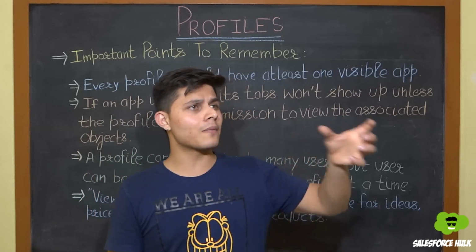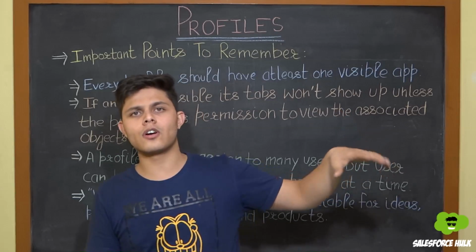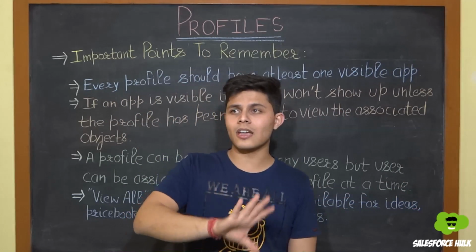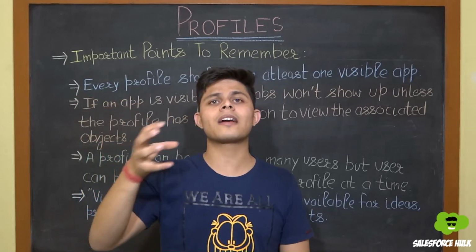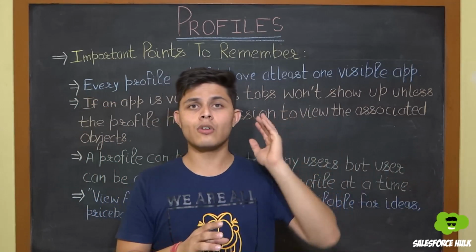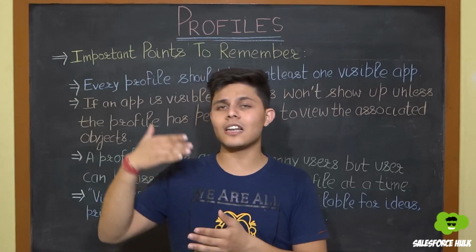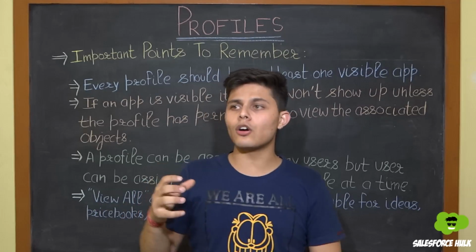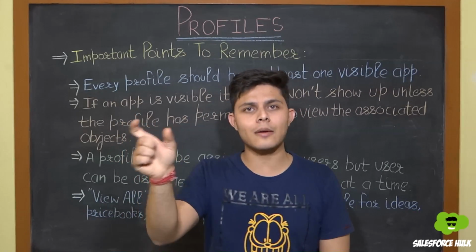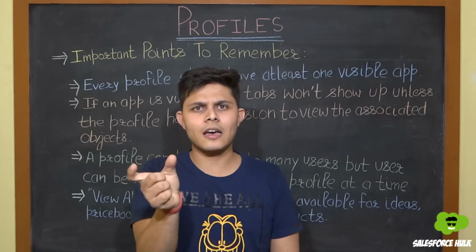Only after that he'll be able to see the tabs. It doesn't matter what the tab visibility is, default on, default off, whatever it is, and it doesn't matter whether you have given the app permission or not. App permission does not automatically include the object level permission. You have to assign object level permissions like read, create, edit, delete explicitly in order to show the tabs to John on that app.